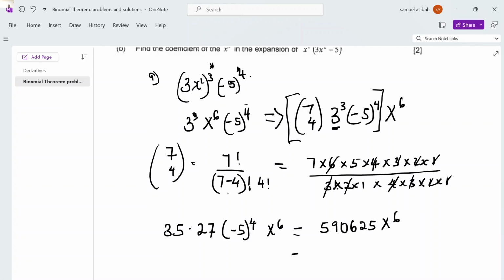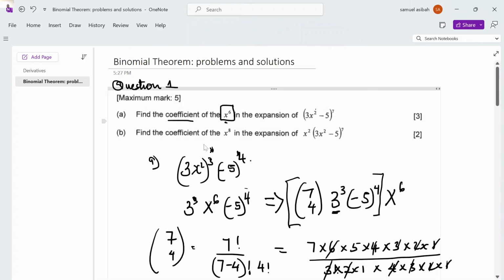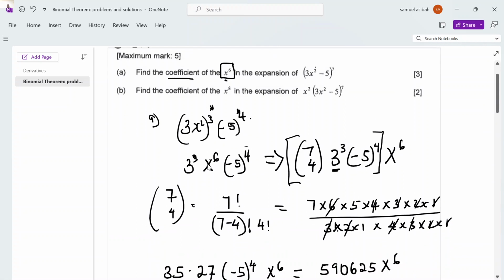But what is the value? They just want the coefficient. So the coefficient is 59625. Okay, that is how easy you can solve a problem of this nature. That is part A. So you can see how you can manage that. Let's look at part B.